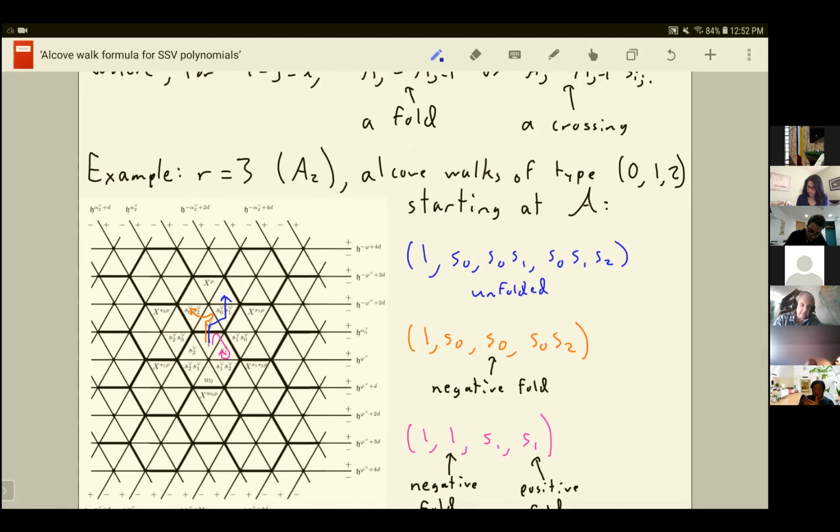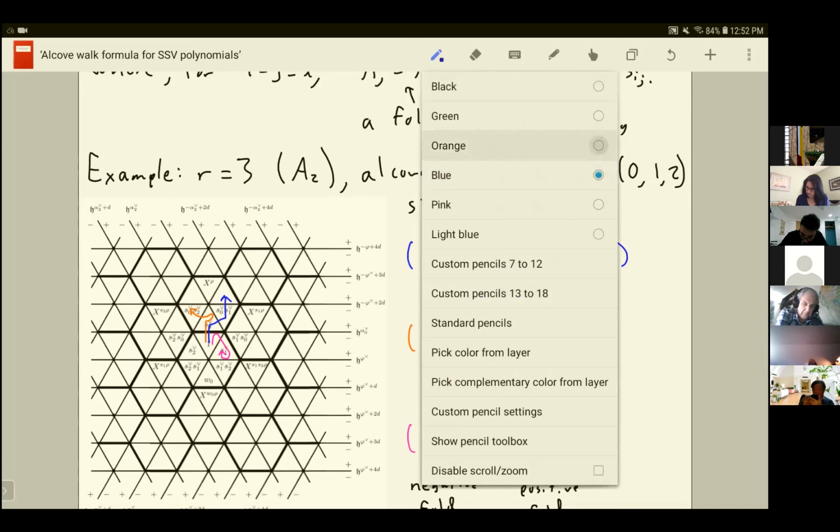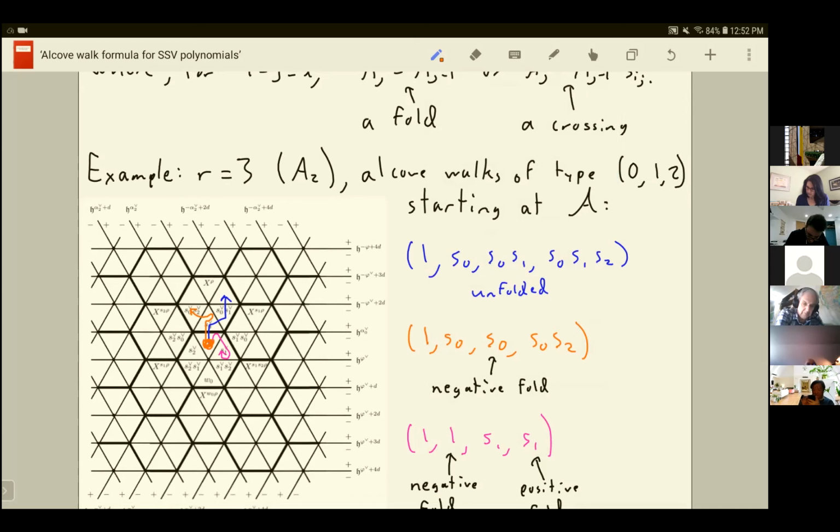Similarly, we can look at the orange path. Here we start at the fundamental alcove, then we go to the S0 alcove, and then we choose to stay there. We choose not to pass through to S0 S1. And so we say we fold at that spot. There's a subtlety about negative versus positive folds that I'm not going to go into for the sake of time.